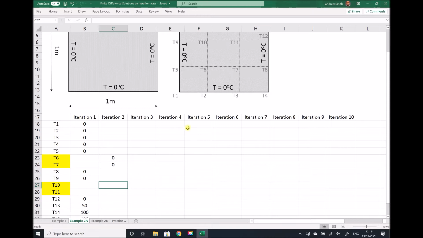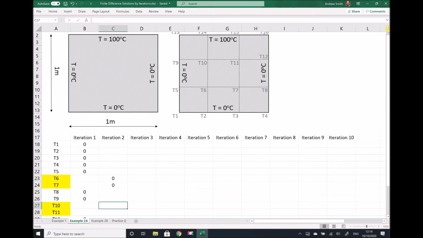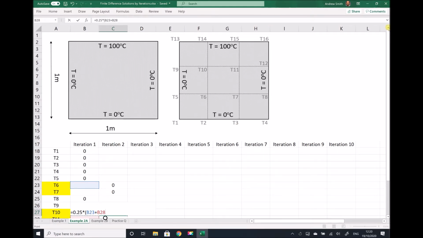When we come to T10, our equation is a little bit more complicated, and you'll see why in a moment. T10 is surrounded by T6, T11, T9, and T14. And we'll take each of these in order. We have equals a quarter times. Firstly, we have T6, so I'm going to cell reference T6. Then we have T9, which we know is 0, so I'm not going to add anything in for T9. Then we have T11, which I'm going to cell reference. And finally, we have T14, which we've already said is 100 degrees.